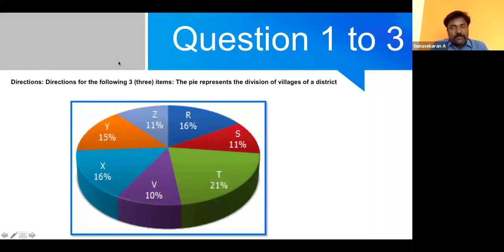Okay, try to understand the question first. There are 7 villages: R, S, T, X, Y, Z, V. Percentages are given. So based on that, they are asking some questions. Okay.